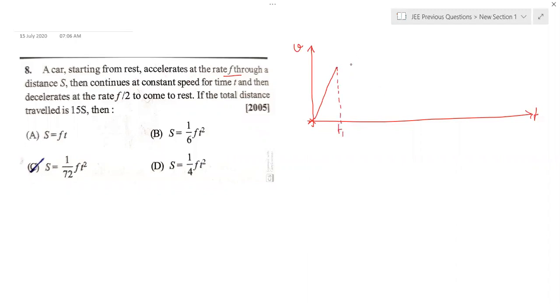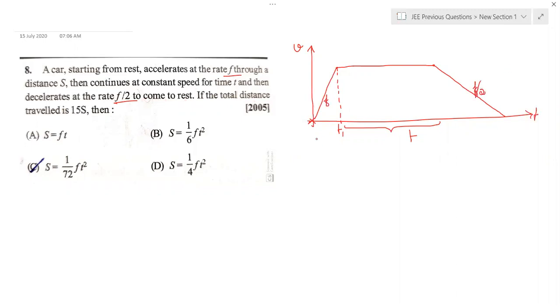After that it is going to maintain constant velocity for a duration of t. So assume this is duration of t. After that it is going to decelerate with deceleration f by 2 and it is coming to rest. So that means velocity will become 0. So here acceleration is f, here deceleration is f by 2.